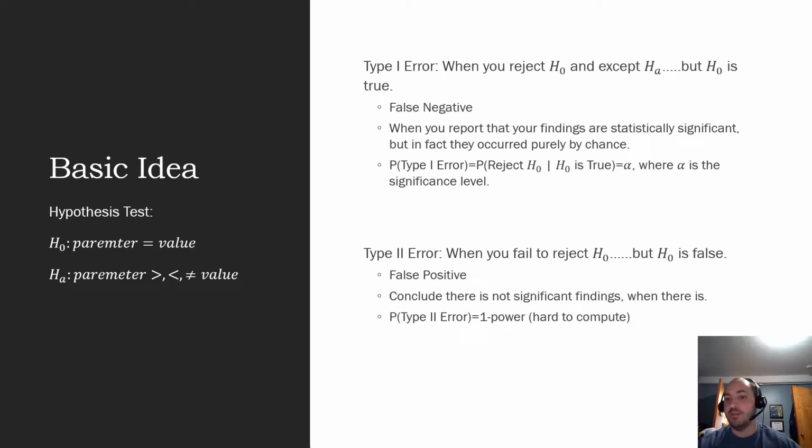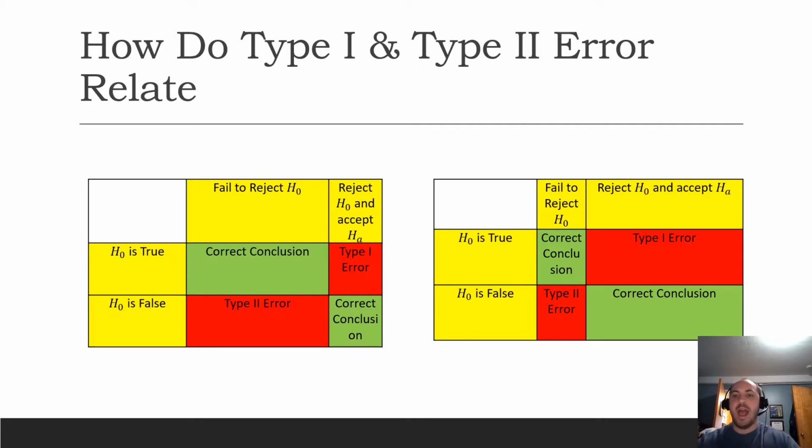And the probability of a type 2 error occurring can be hard to calculate. One way you can think about it is 1 minus something called the power, which I'll loop back to in the second half of this video. So it's hard to compute. We'll talk about it a little bit more at the end. But let's get going. So how do they relate?